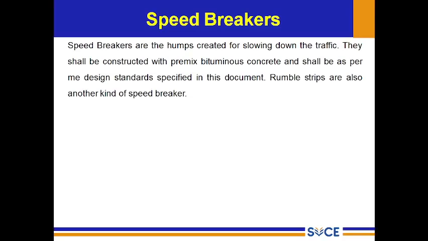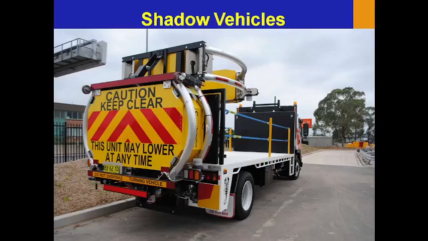Autonomous shadow vehicles are driverless and follow a lead maintenance vehicle, increasing productivity and reducing personal risk. So this kind of shadow vehicle is also available nowadays. There are autonomous shadow vehicles which move without any kind of driver.